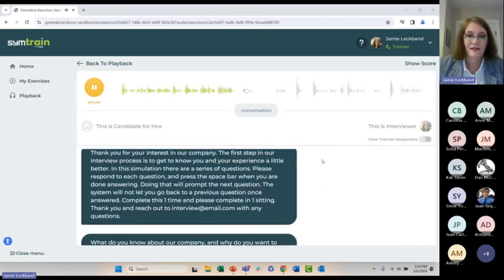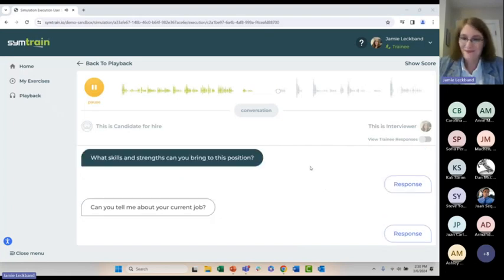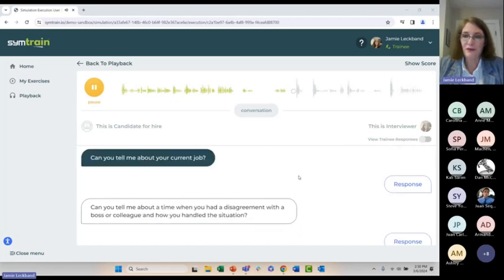What do you know about our company and why do you want to work here? So when you set it up, you set it up like this, and it asks, what skills and strengths do you bring to this position? They just have a bubble with the three dots where they respond.